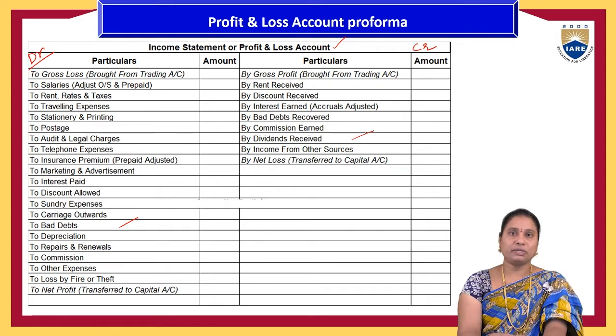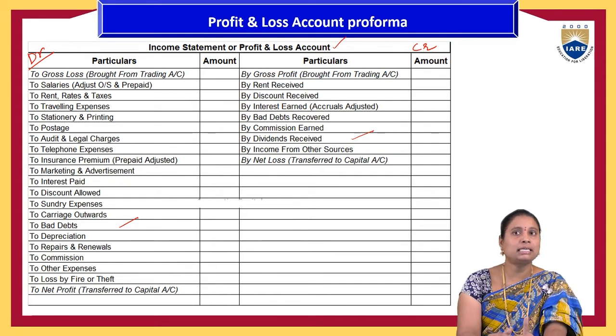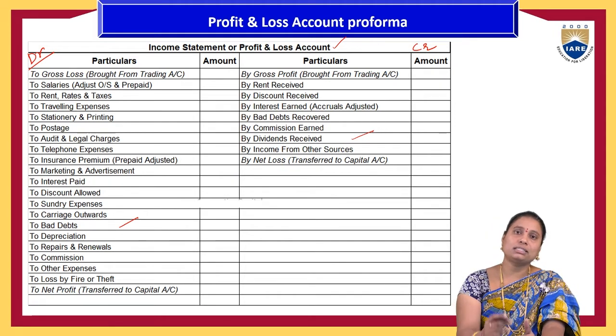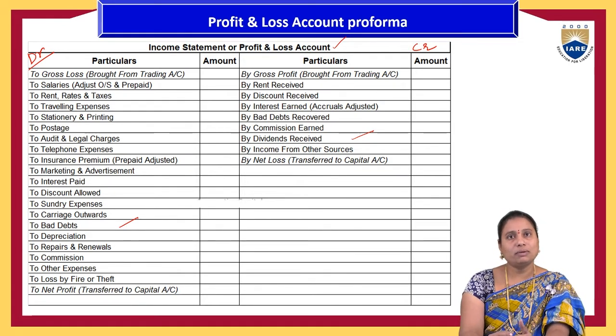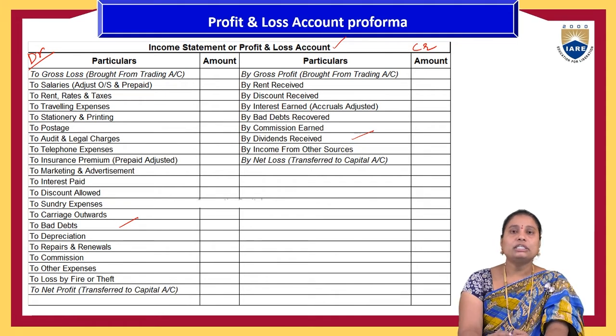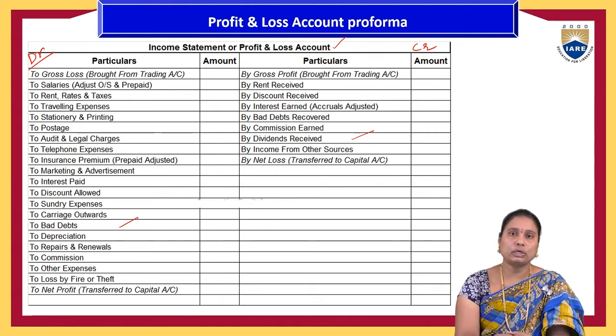Interest paid is an expenditure, that's why it is on the debit side. Interest received is income, that's why it is on the credit side. Commission paid, debit side. Commission received, credit side. Dividend received by the organization for its investments is on the credit side. If dividend is paid by the organization, it will be on the debit side. So like this, all the indirect expenses and indirect losses occurring in the business transactions are recorded under this profit and loss account.